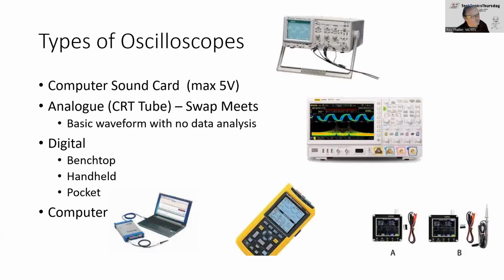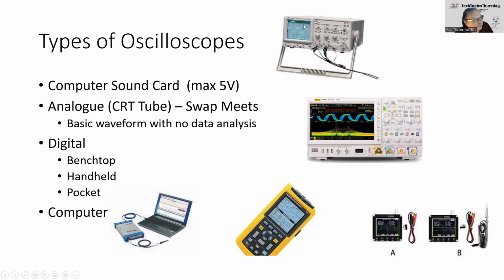So types of oscilloscopes. It started off with just having a computer sound card, and you put a signal into your audio sound card, which is limited to about 5 volts, and you could look at your signal there. So that's an easy way of doing it. I would recommend getting an external sound card. So if you do put more voltage in than 5 volts, you blow up the external sound card, not the sound card in your computer or on your laptop, which most likely you can't fix.